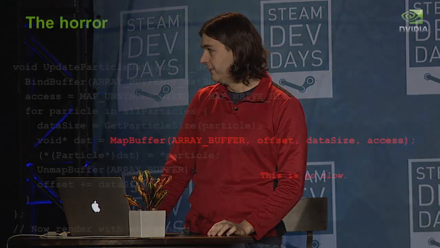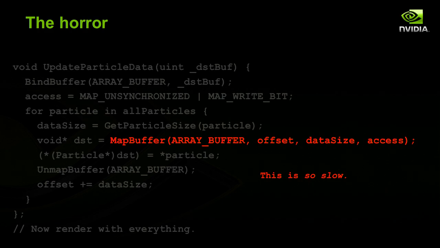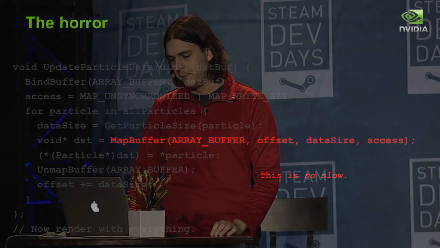And the problem here is that this just is a destroyer of perf. It absolutely nukes perf. And you might be thinking, well, I used the map unsynchronized bit, so why is that slow? It's supposed to be unsynchronized. To understand that, we have to take a step back and look at how the modern drivers work.